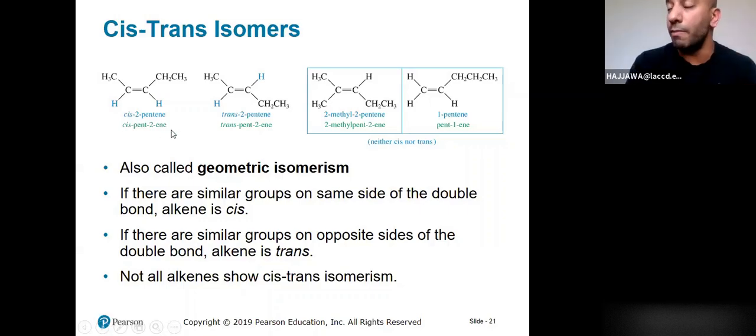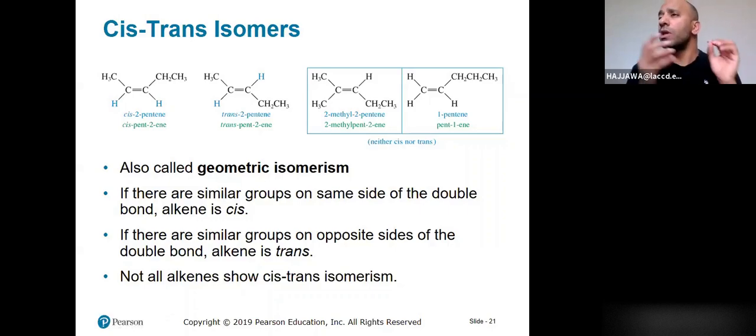So what would the name now be? The fact it's a cis or trans, I have to indicate that in the name. And cis and trans act as prefixes, they need to be listed in front of the name. So I would have cis-pent-2-ene or trans-pent-2-ene. So it depends. How about these two? Are they cis or trans?